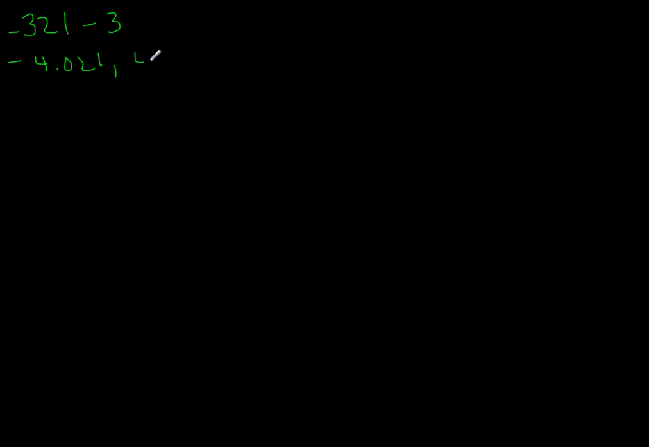4.021, 40.21, and let's go with 402.1. In each of these examples, the zero is in between non-zeros. These zeros are in between non-zeros, so we would say that they are significant, and in all of those examples we would say there are 4 significant digits.